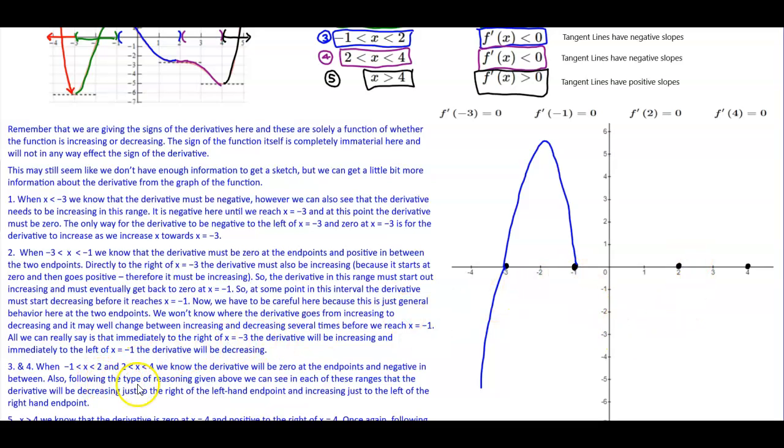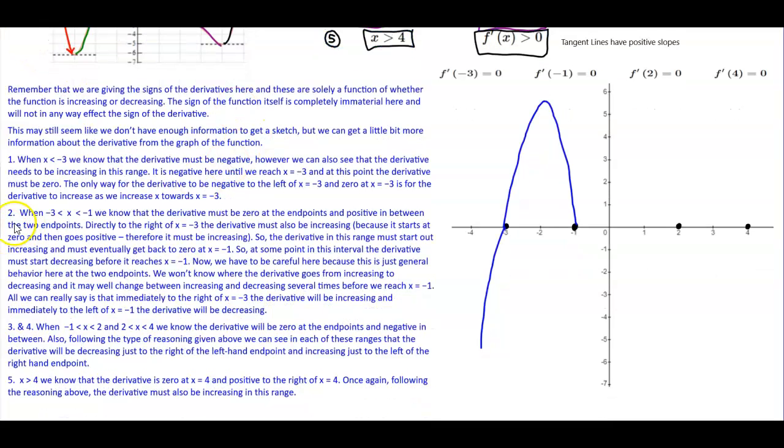Also, following the type of reasoning given above, we can see in each of these ranges that the derivative will be decreasing just to the right of the left-hand point and increasing just to the left of the right-hand endpoint. So recall from number 2, we know that to the left of x equals -1, it's going to be decreasing. So it's decreasing.